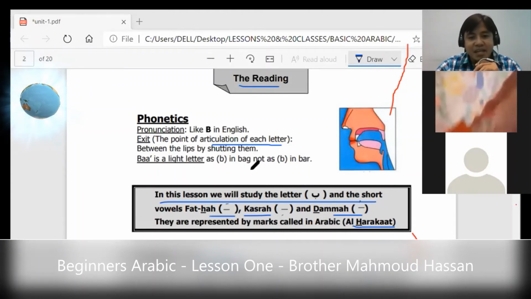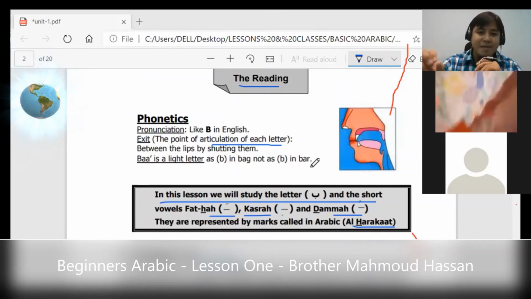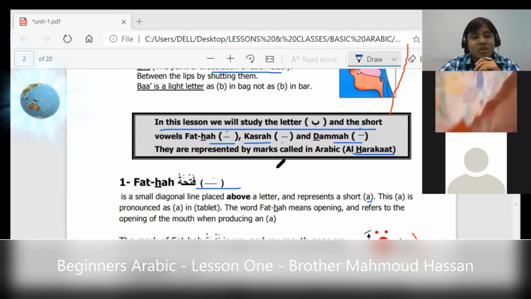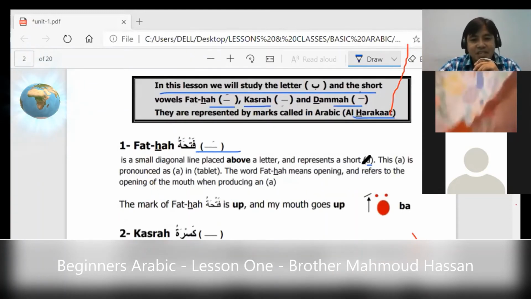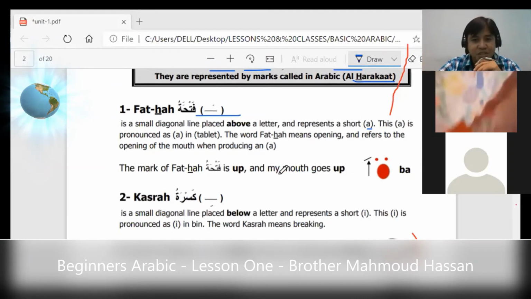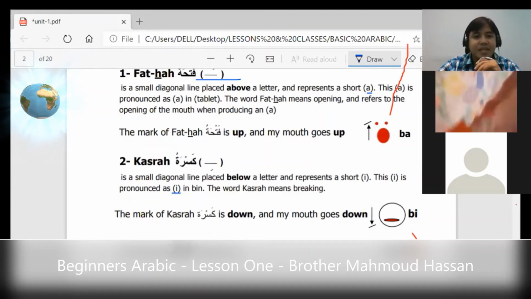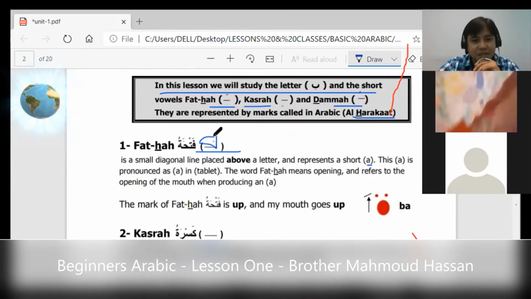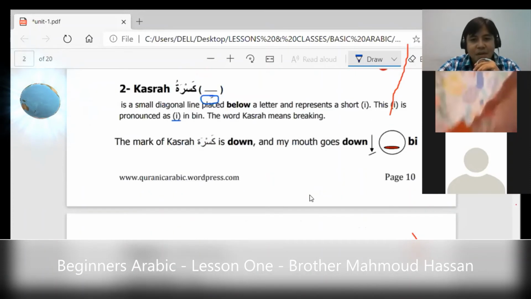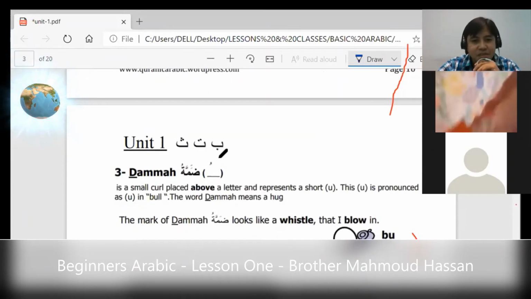The letter ba as in bag, and not as b in bar. That's different. Now, fatha stands as letter a. Kasra as letter i, pronounced as e, which you can see down here. The fatha you can see on the top of the letter, and dhamma, you can see on the top of the letter, similar to letter waw, but it is very small.